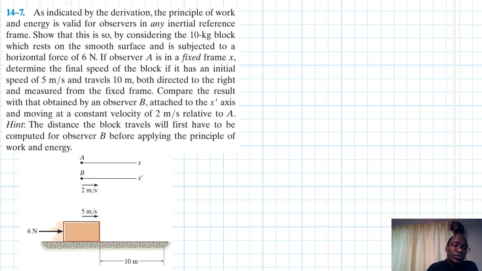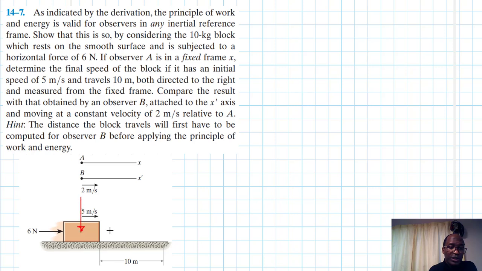Compare the results with that obtained by an observer B attached to the x prime axis and moving at a constant velocity of 2 meters per second relative to A. Alright, so this problem is coming from the Engineering Mechanics and Dynamics 14th edition by R.C. Hibbeler. So first things, let's draw the free body diagram.